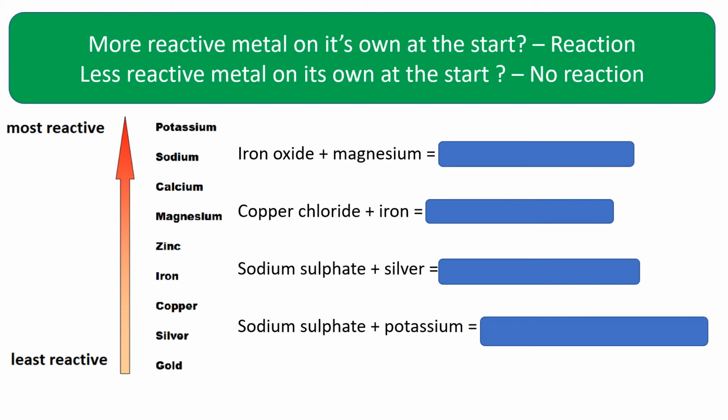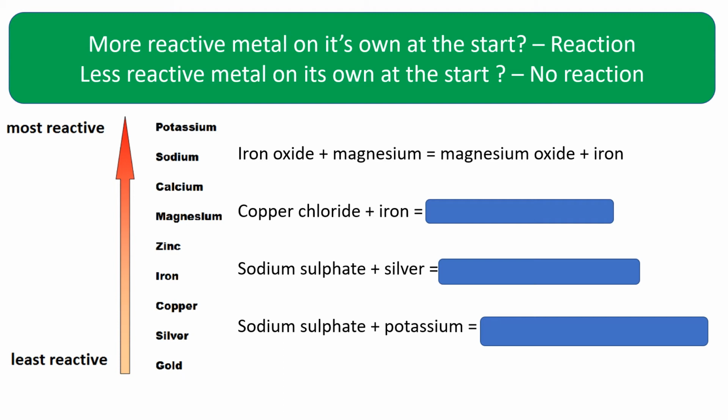Okay, so the first one then, I'm looking at iron oxide plus magnesium. I'm looking at the one that's on its own, magnesium, and it is the more reactive one, and so I will have a chemical reaction. So I just swap the metals round. So I end up with magnesium oxide plus iron. Now some people will have written iron plus magnesium oxide, that's absolutely fine. Some people, however, will have simply written magnesium oxide and you'll have forgotten about the iron. Don't, it's still part of the word equation, it's still part of the reaction.